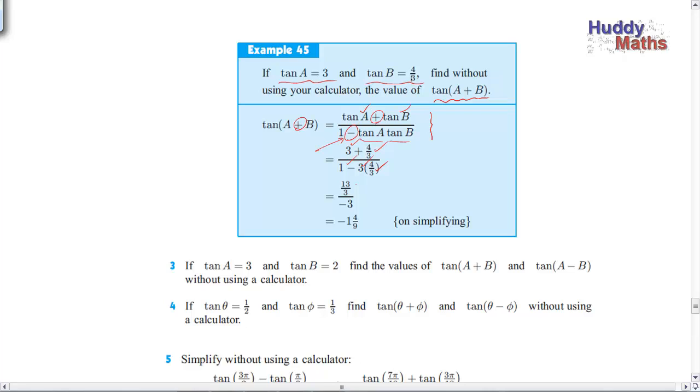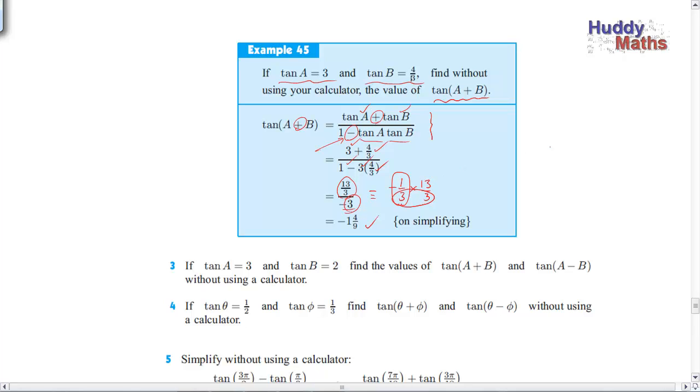Working it out now, 13 over 3 divided by neg a third. You can think of it as equivalent to neg a third lots of 13 over 3. So some people get confused as to what to do with those two threes. So it's neg 13 over 9 or neg 1 4/9. Division by 3 can be thought of as multiplication by a third. That might help some people.